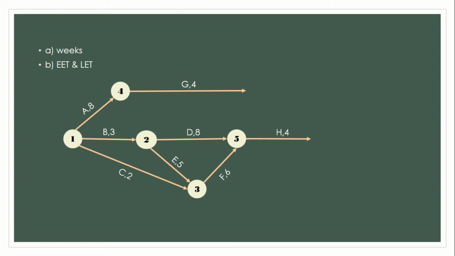Then we have event 6, where I is coming from H. Then J coming from G, we have event 7. And then we finish the project.